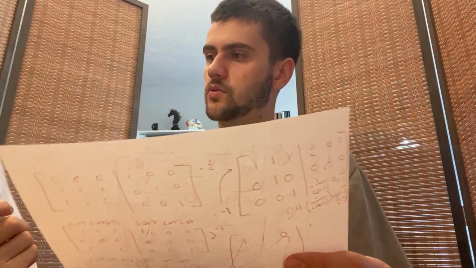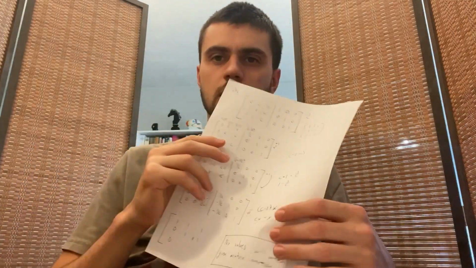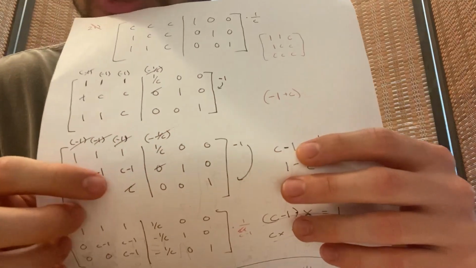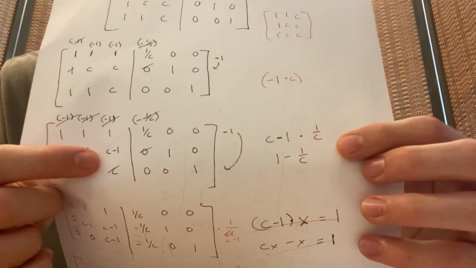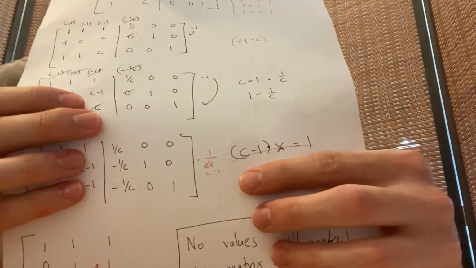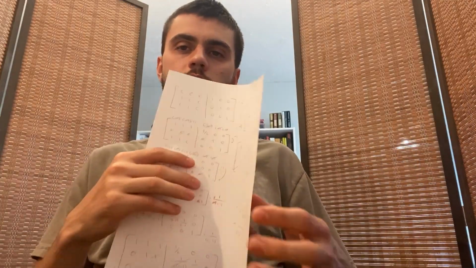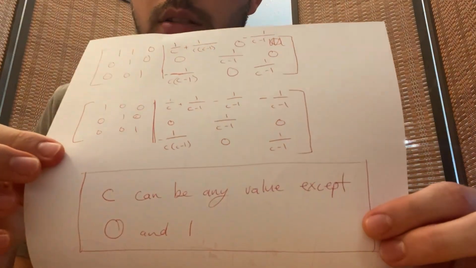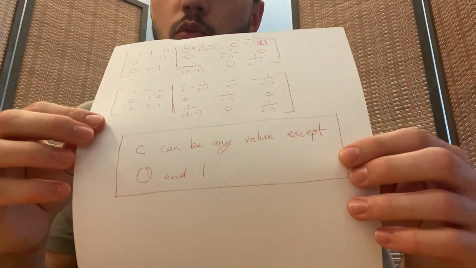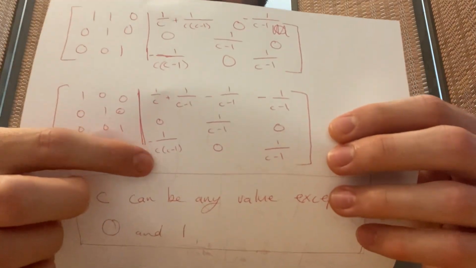So we actually missed 21 because I thought you couldn't multiply a constant by c minus 1 to get it to be 1, but of course you can. It's 1 over c minus 1. That was just a brain fart. So I spent a huge amount of time redoing this and ultimately getting to the answer that c can be any value except for 0 and 1 because you can't have a denominator of 0.